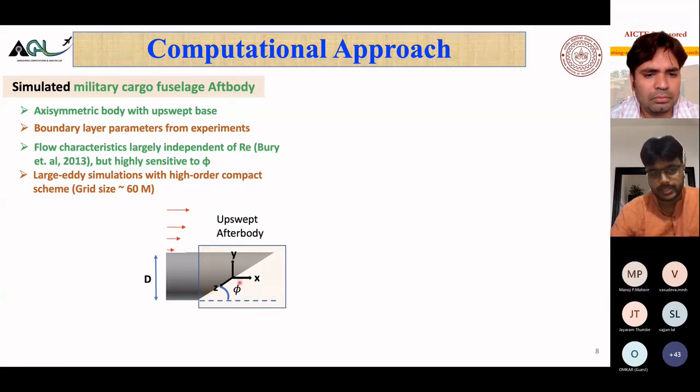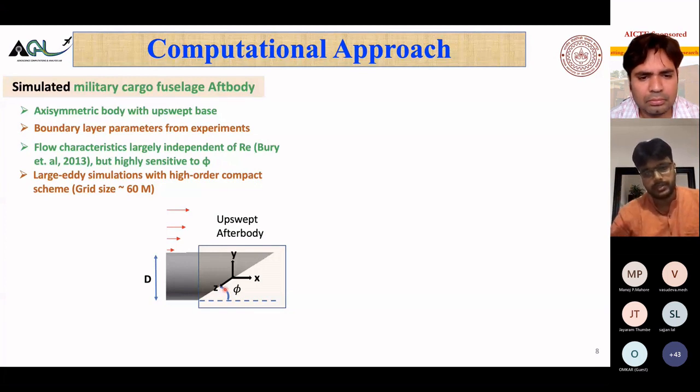So X is the streamwise direction. The flow will be in the streamwise direction X. Y is the wall normal, so from top to bottom. And Z is basically, although it's axisymmetric, if you take the center of the cylinder, from left to right. Okay, so top, bottom, left, right, and front and behind. So these are the three directions we have.